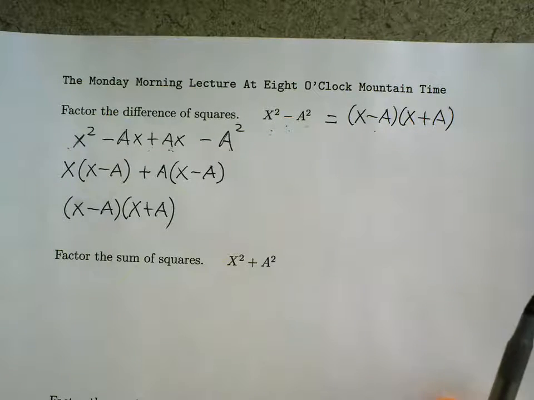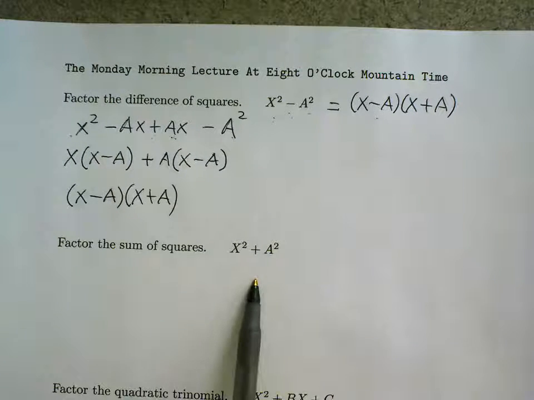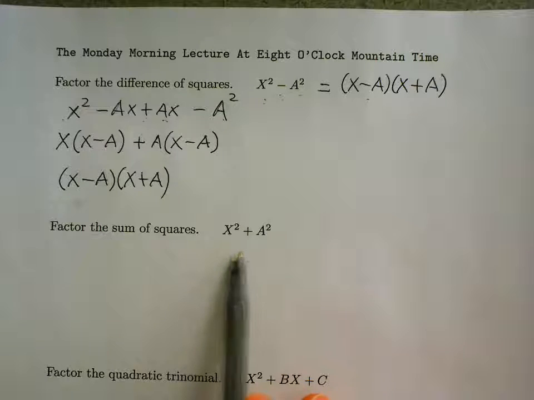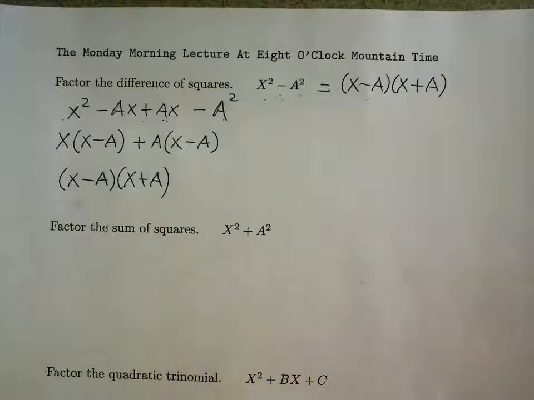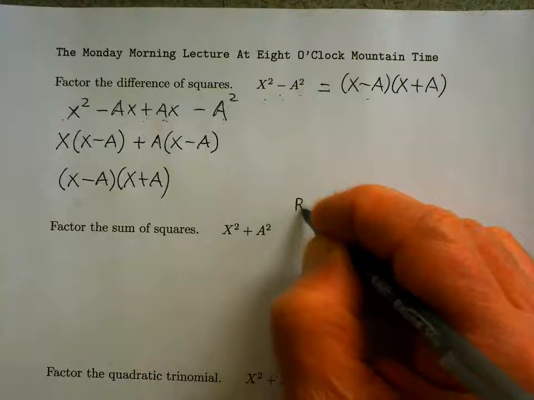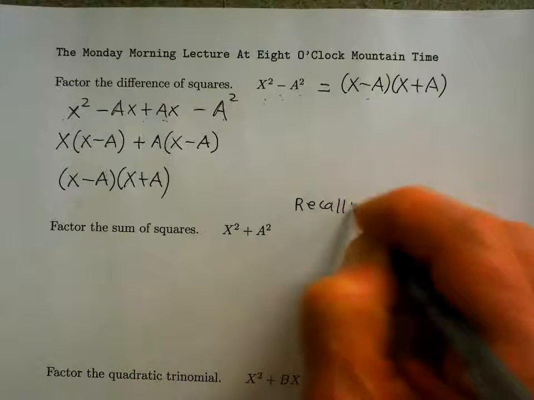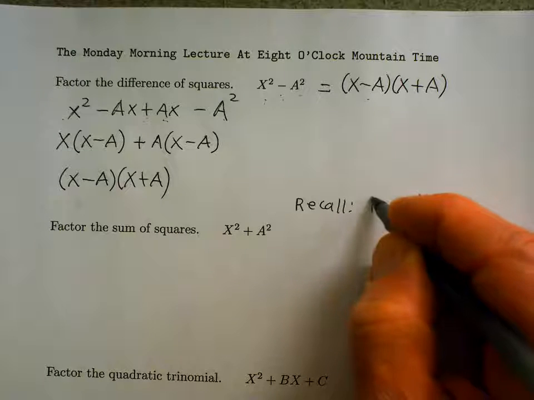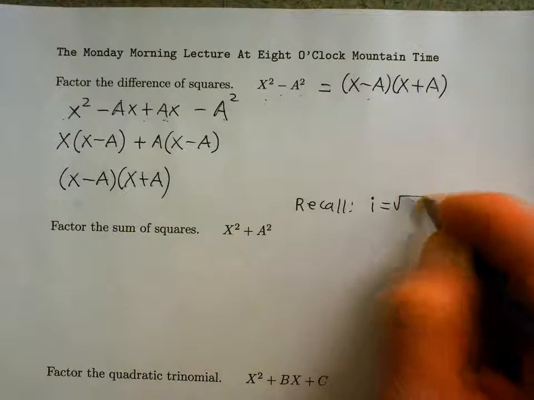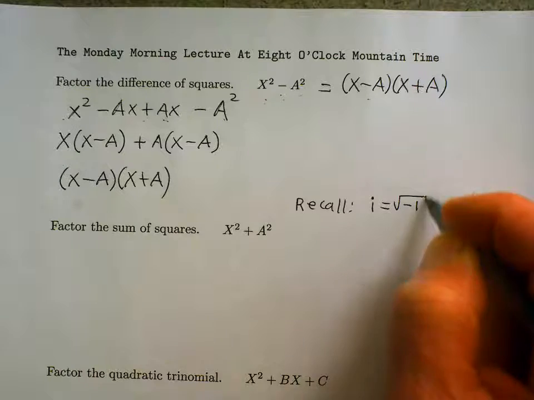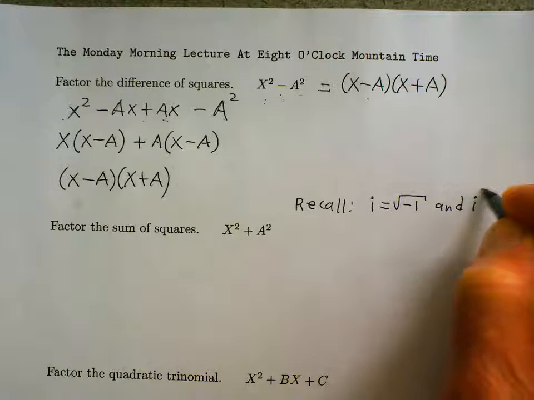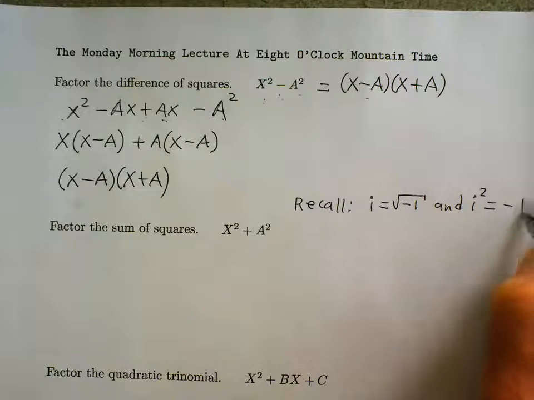Okay, the next one, factor the sum of squares. Well, we're going to factor the sum of squares by converting it to a difference of squares. So here we recall a definition. The imaginary unit i is defined as the square root of -1. And consequently, if you square i, i to the second is equal to -1.